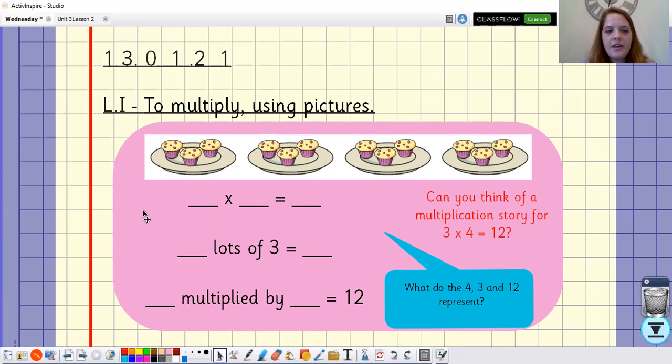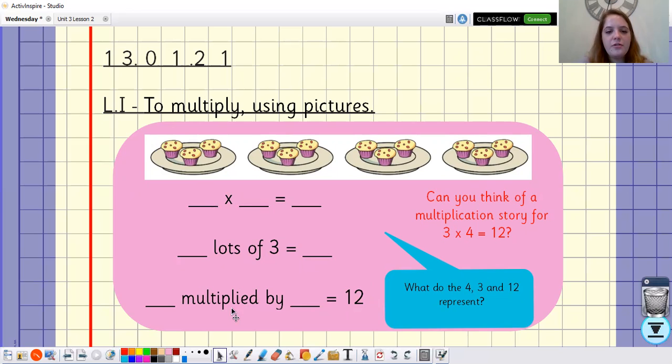Once you've decided that, once you've worked that one out, you need to have a go at answering these 3 sentences here. So the first one is have a go at writing a multiplication number sentence for this picture. So something multiplied by something equals something. Then it says something lots of 3 equals blank. And then blank multiplied by blank equals 12. That might be a bit of a clue for you.